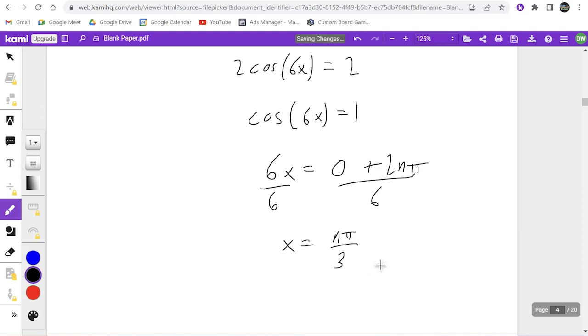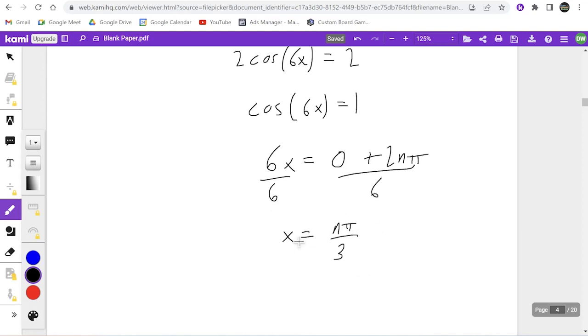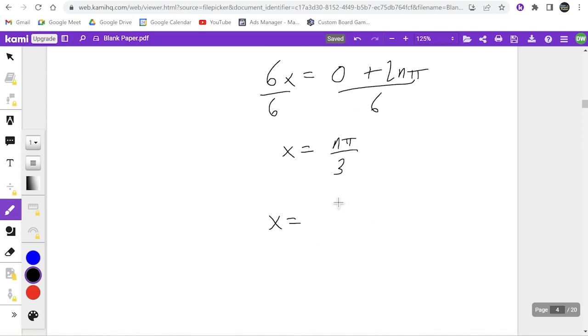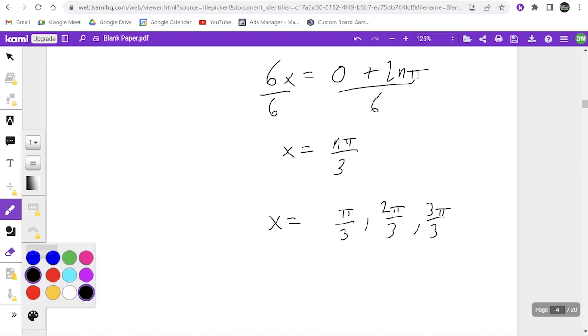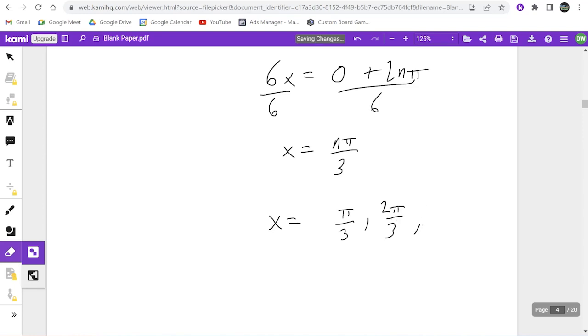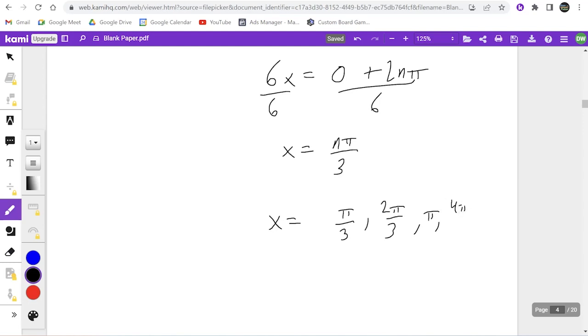And now I just have to plug in values for n. So for instance, when n equals 1, it's pi over 3. Then it's going to be 2 pi over 3. Then it's going to be 3 pi over 3, which of course just reduces to pi, so I'll just write pi there. Then after that you get 4 pi over 3, then 5 pi over 3, and then the next number would be 6 pi over 3, but since that's 2 pi, I'm out of bounds.